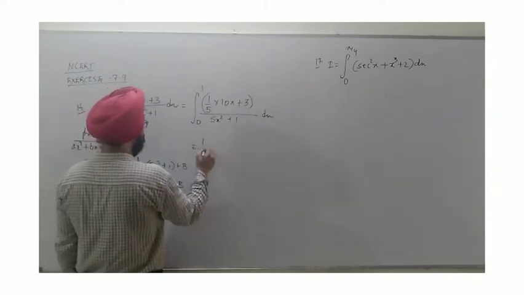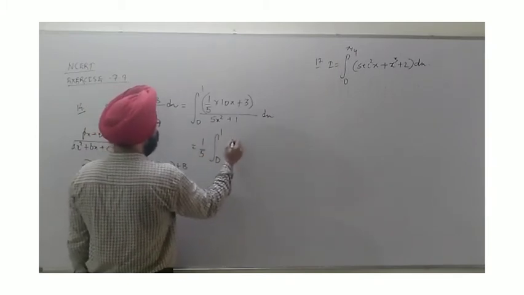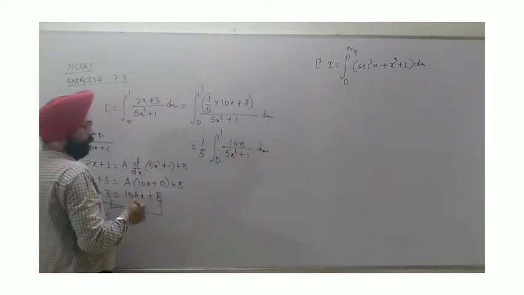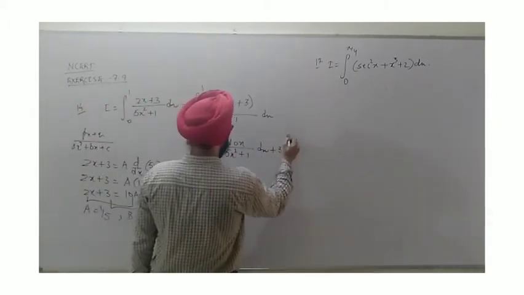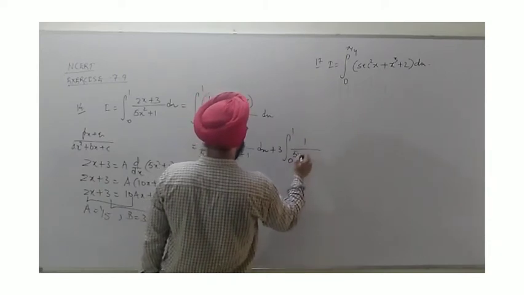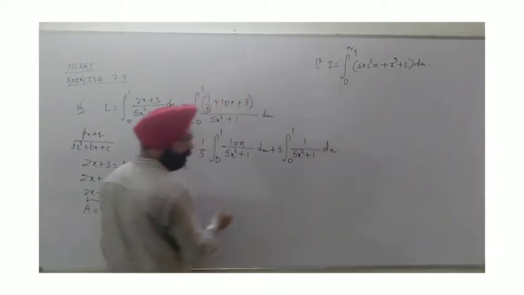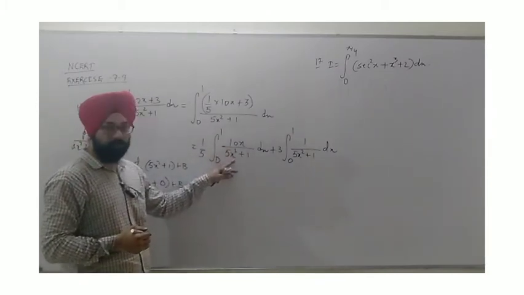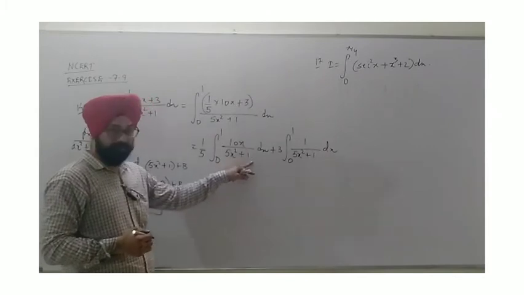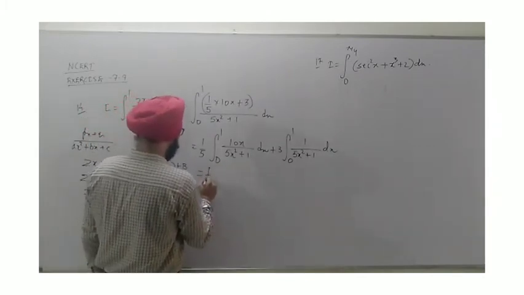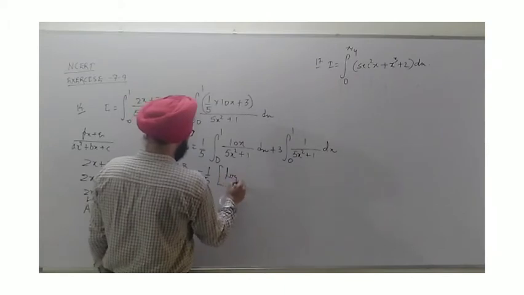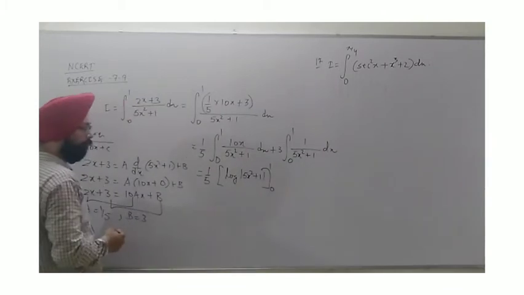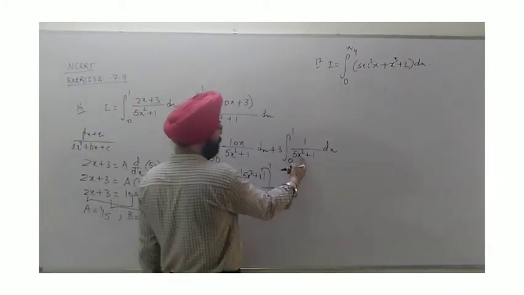Now this can further be written as 1 by 5, 0 to 1, 10x upon 5x square plus 1 dx, plus thrice 0 to 1, 1 upon 5x square plus 1 dx. Here, as we know this differentiation, you just consider and substitute this value as t. So that's why we will get 1 by 5, direct integration will be log of 5x square plus 1, limit from 0 to 1. And next, this will be solved by the basic method, by formula.